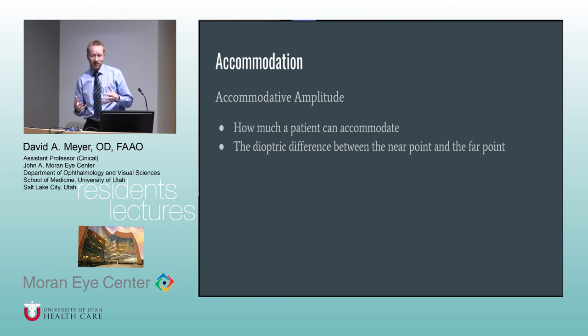Or say they accommodate too much. Say their AC/A ratio is 6:1, so they accommodate way too much for every diopter. You want to make sure that you don't over-minus that patient. If anything, maybe over-plus, just so you don't stimulate too much accommodation so it just drives them crazy.